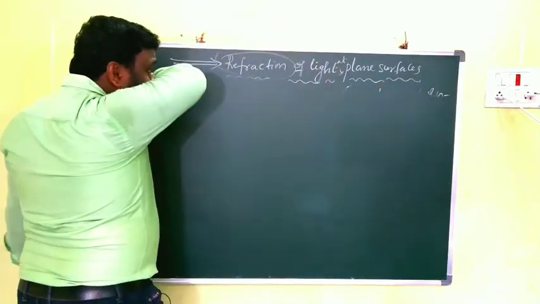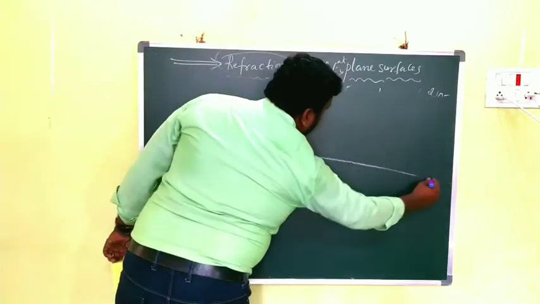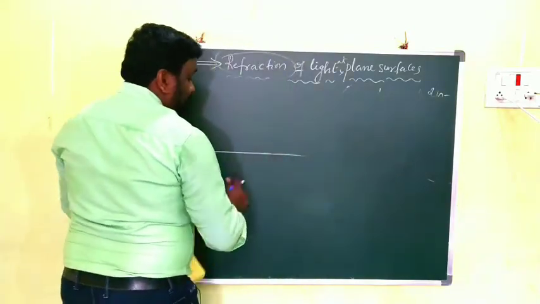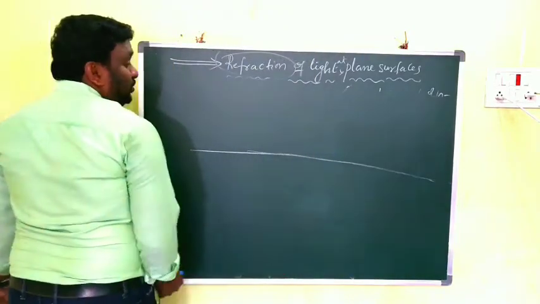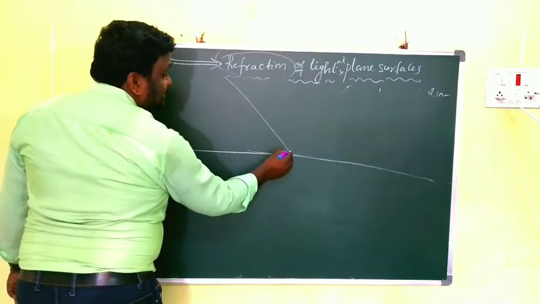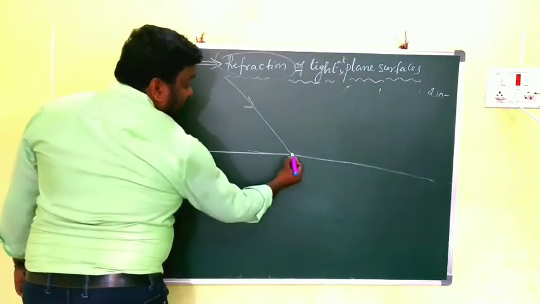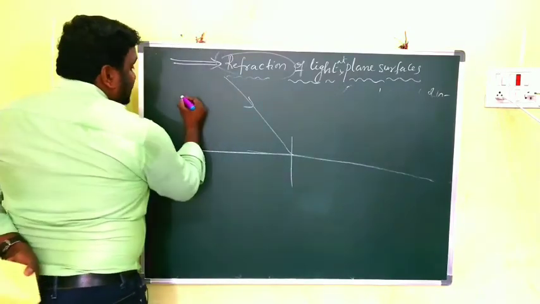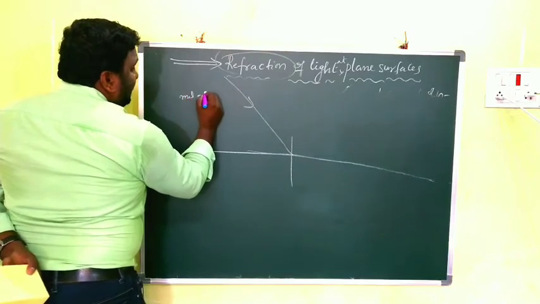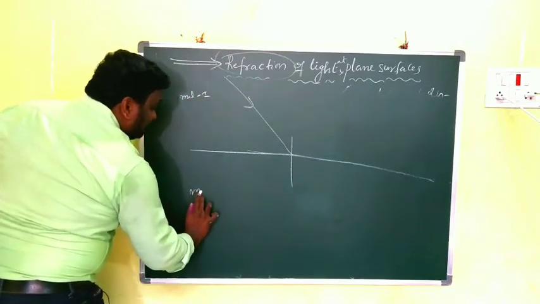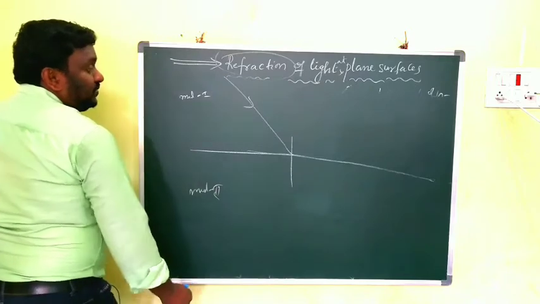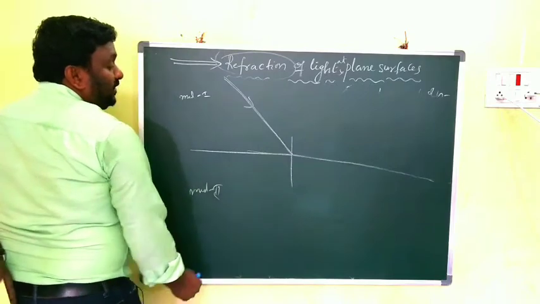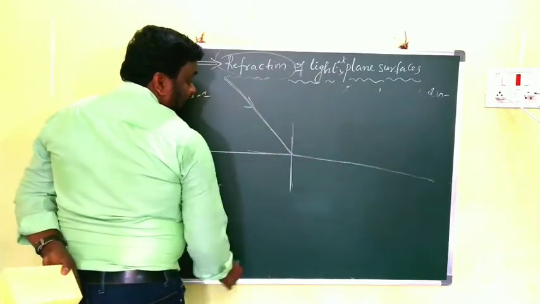Again the same thing here. This is the interface, which is nothing but a straight line. Here this is the incident ray, and this is the point of incidence. This is medium 1 and this is medium 2. Here this is the incident ray, and this is what we call the point of incidence.